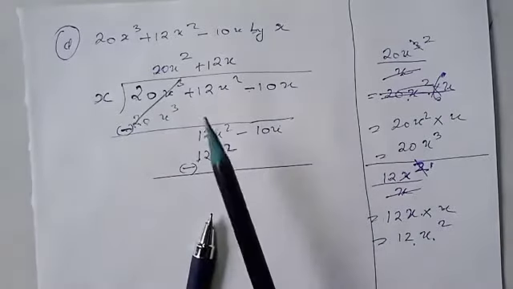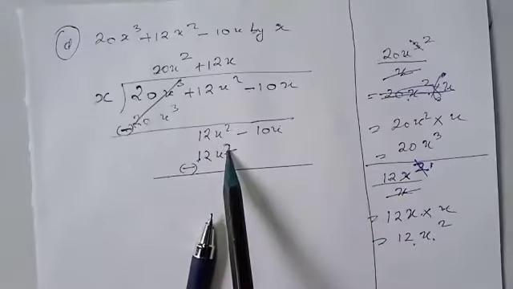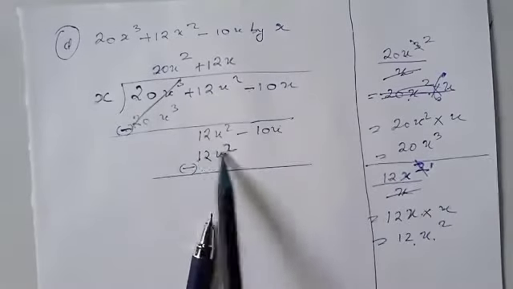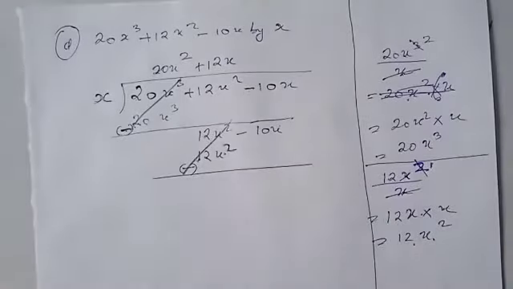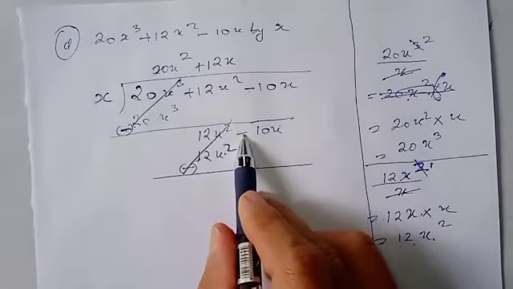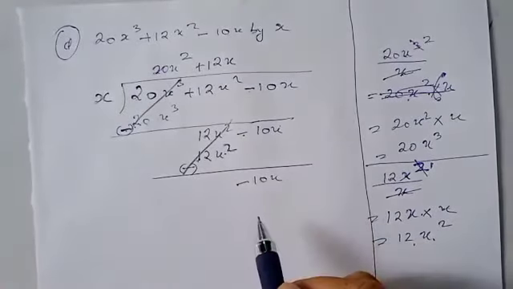Okay, then see. 12x squared, 12x squared, same. 12x squared is plus, 12x squared is minus, same value, opposite sign, we can cancel. Then you write remaining one, minus 10x, minus 10x, okay?